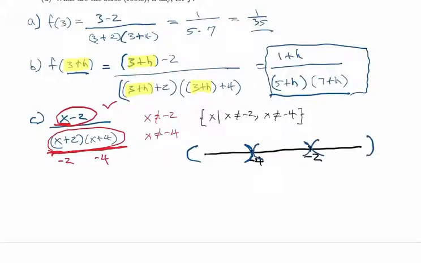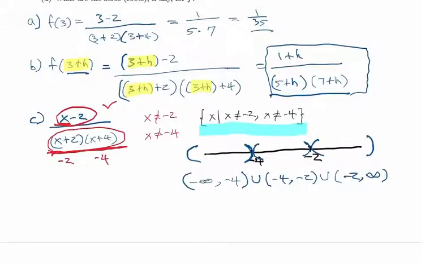So let's write one section at a time. This means negative infinity to negative 4, put parentheses, and we always put parentheses around the infinity sign. Union means adding another interval, negative 4 to negative 2, union negative 2 to infinity. So let me highlight two answers. So this right here is the answer in set-builder notation for the domain of this function, and this is interval notation for the domain of this given function. We need to be able to express domain in both ways.